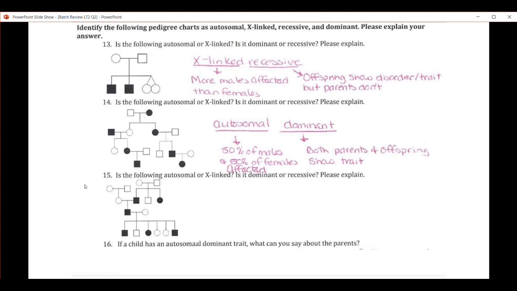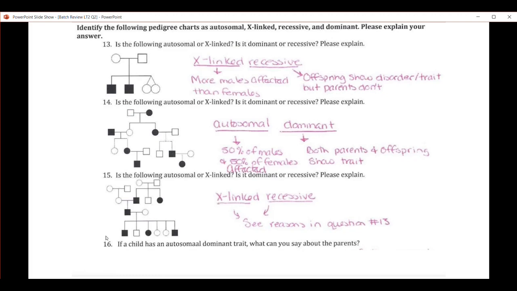Number 15: is the following autosomal or X-linked, dominant or recessive? So since there are generations that are skipped, it is recessive. And then take note of this one. It skipped generation, therefore it is recessive. And more of the males are affected, so it is highly likely to be X-linked. Okay, see reasons: same reason, more males are affected, and it skips generation.